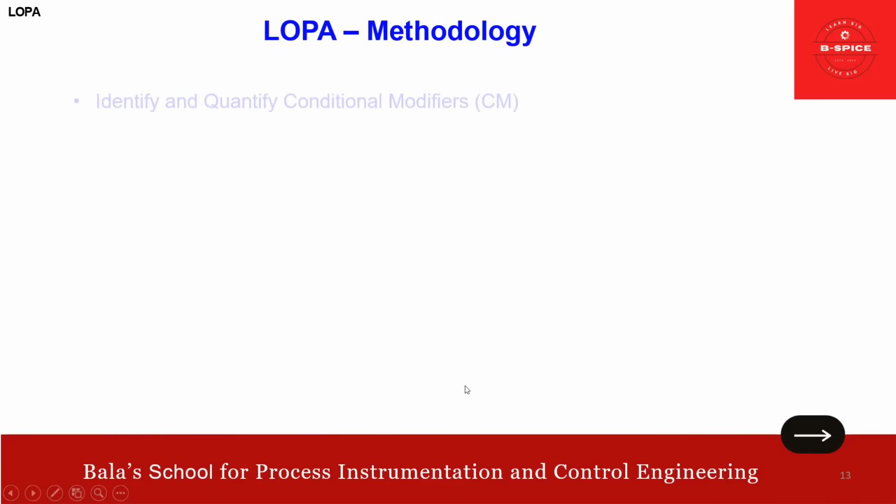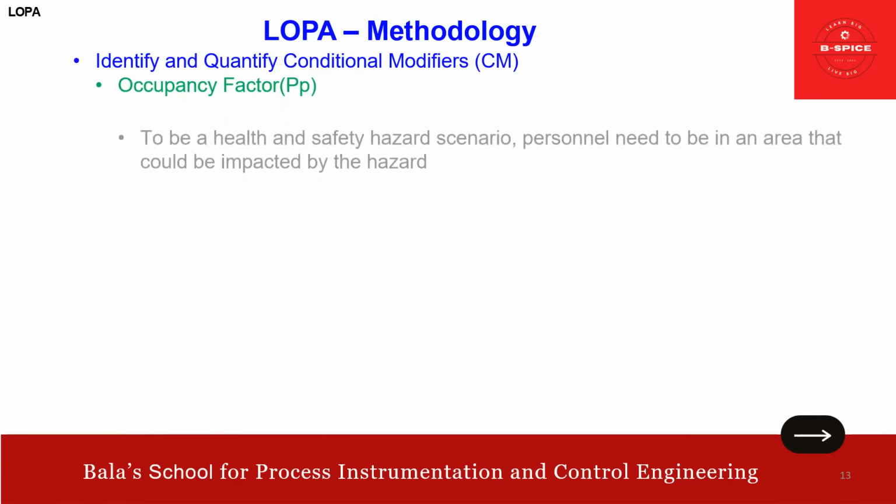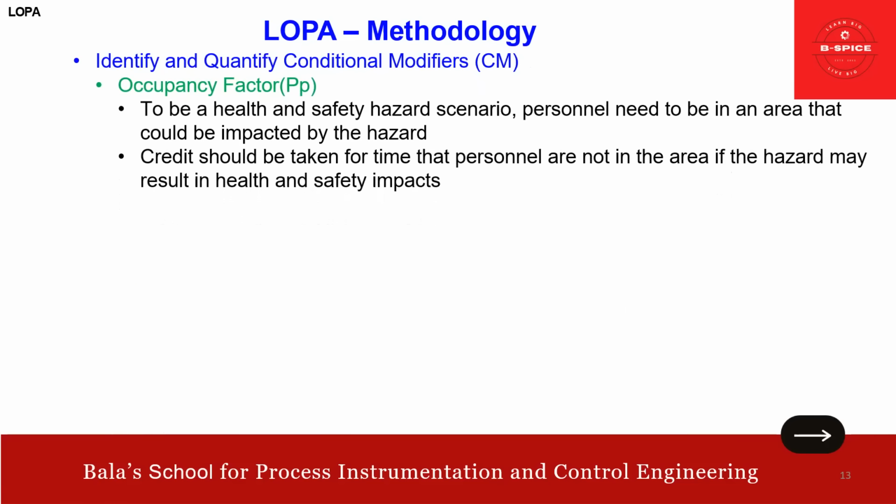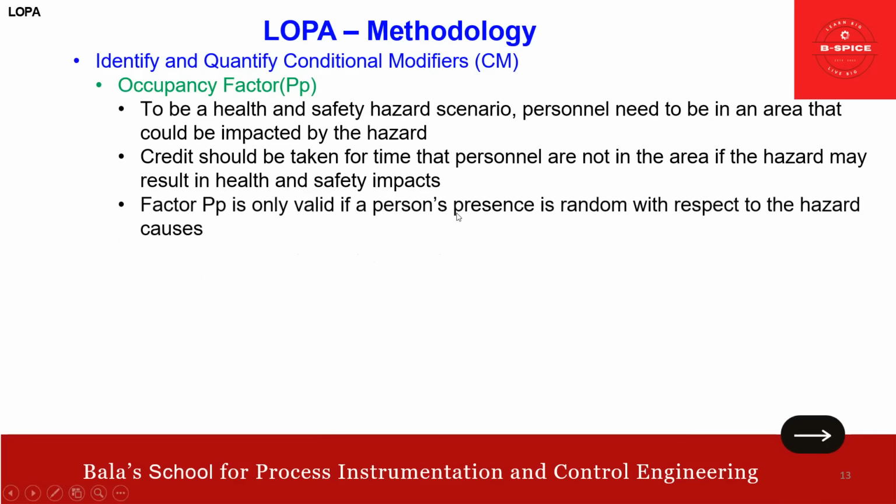This is ignition. Now we have the occupancy factor. To be a health and safety hazard scenario, personnel need to be in the area that could be impacted by the hazard. So credit should be taken for the time that personnel are not in the area if the hazard may result in health and safety impact. This terminology is a little bit odd for the freshers, but the credit is the value we should take while doing the calculation. So credit should be taken for the time that personnel are not in that area.